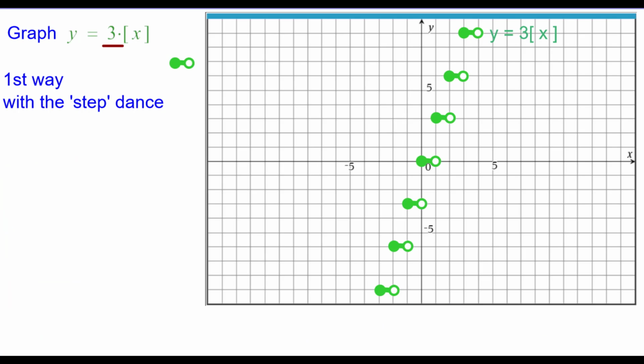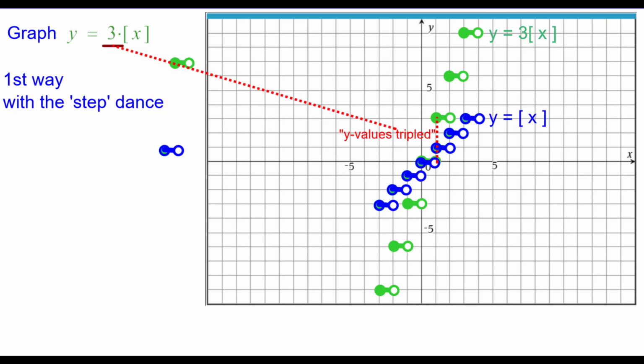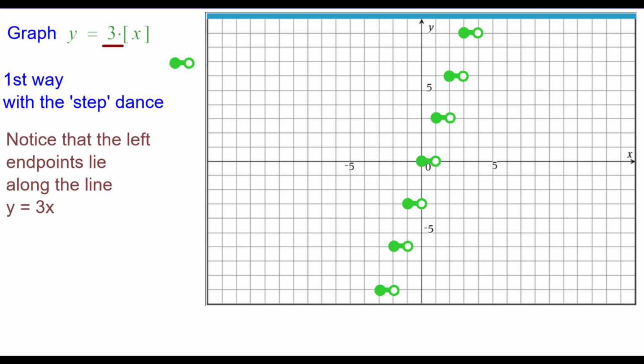So this is our graph of y equals 3 times the greatest integer of x. Steps are 3 steps high. Comparing that to the parent function, we can see that in each case, not only are the left endpoints tripled, blue to green, but all points are tripled, blue to green. Also notice that the left points lie along the line y equals 3x. Wonder where that 3 came from.